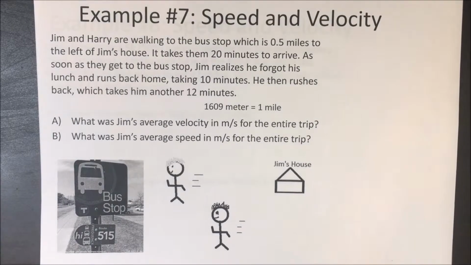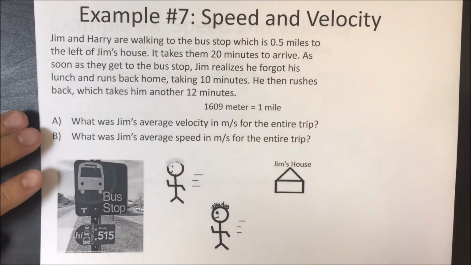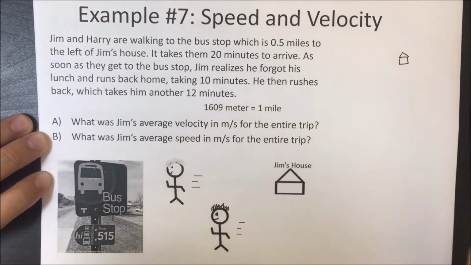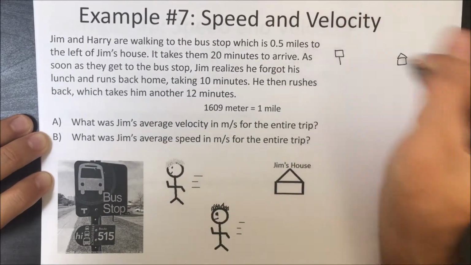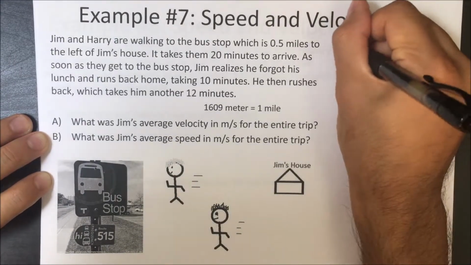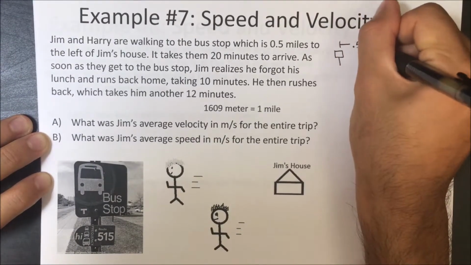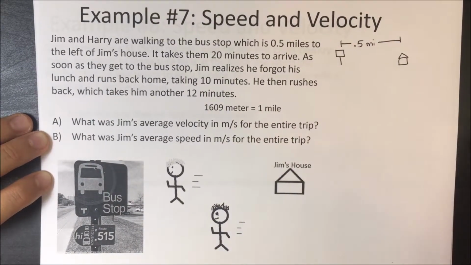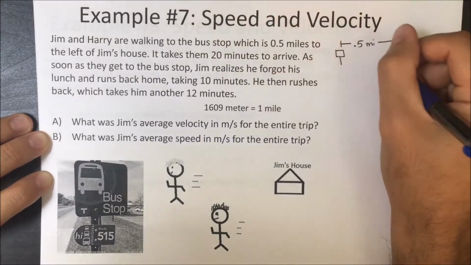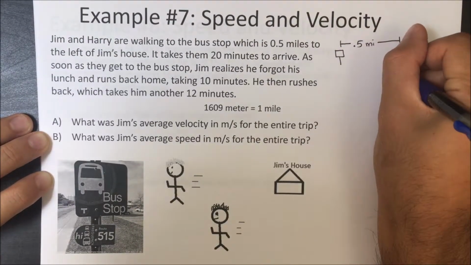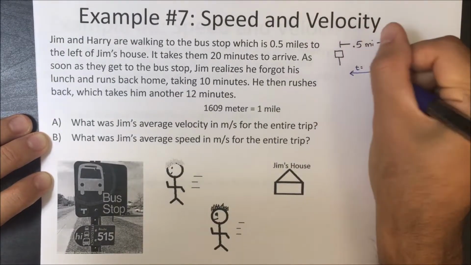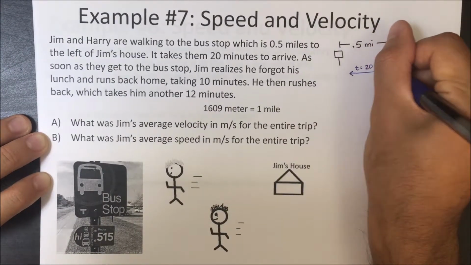Okay, so we want to kind of draw all this out because there's a lot going on. So I'm going to draw this out to the left here. This is Jim's house, and we'll put this as the bus stop here. It is 0.5 miles from the house. So first, in the first scenario, Jim walks to the bus stop. So I'm just going to draw it like this. Jim walks to the bus stop, and it takes him 20 minutes.